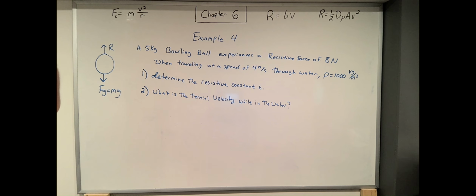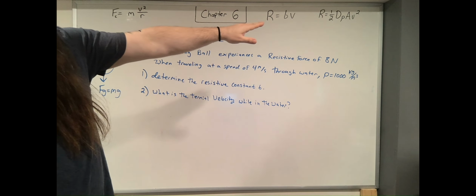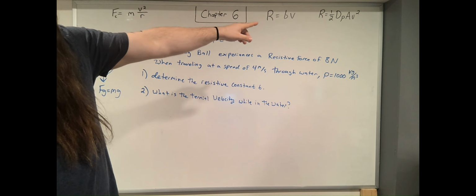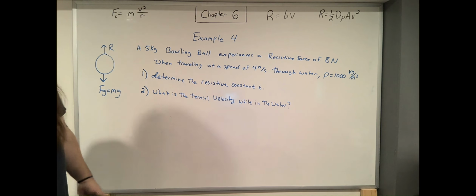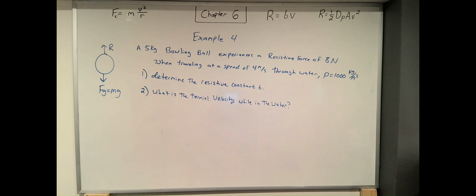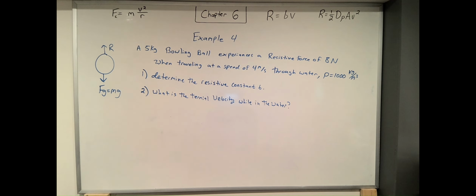Okay. So for the first part, determine the resistive constant B. These ones are usually pretty simple to figure out. We need our resistive equation, which is up here in the corner, R is equal to BV. You'll notice that it's not in vector form. It depends on what direction things are going. It always opposes the movement of the object, but that's not necessarily always negative. So I've left it up there as R is equal to BV.